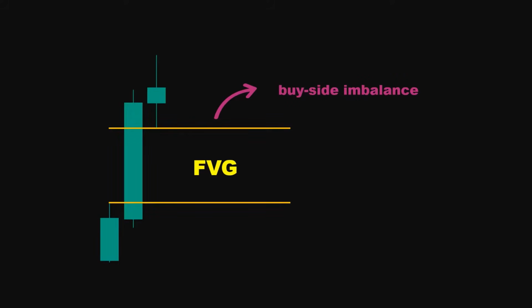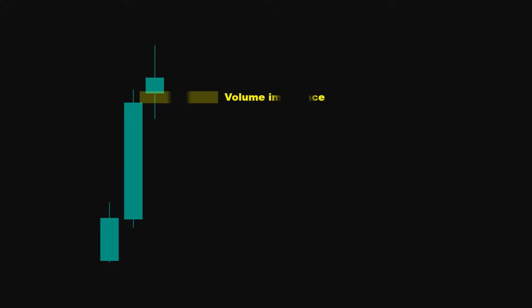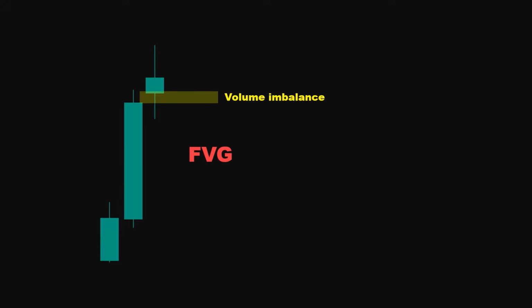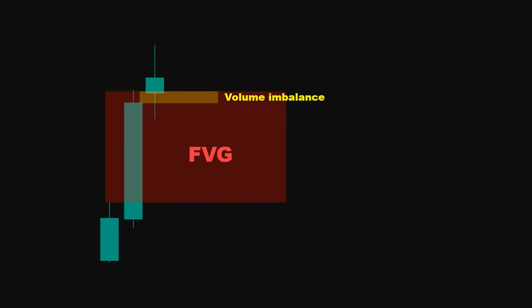Now, sometimes you'll also see something called a volume imbalance. This happens when the candle bodies don't overlap on either side of the middle candle, like in this small area right here. When marking out fair value gaps, you want to include that volume imbalance as well. So, the correct way to draw this FVG would be from the high of this candle down to the opening price of the third candle. Keeping this in mind is crucial if you want to mark your gaps accurately.